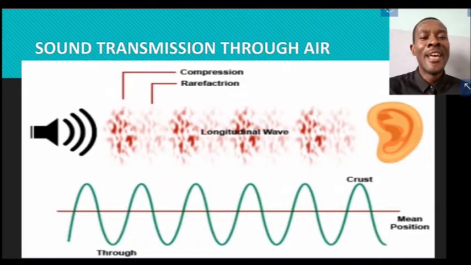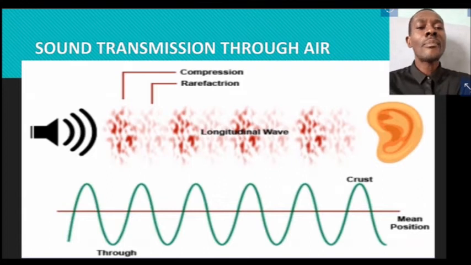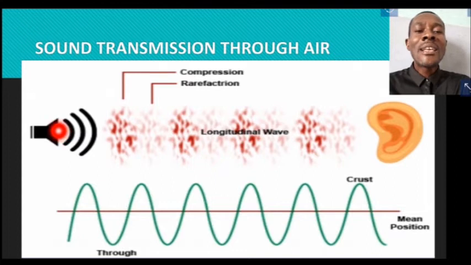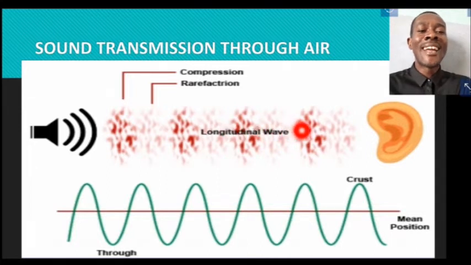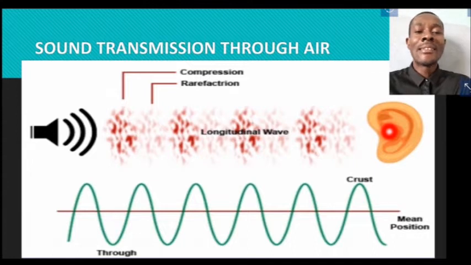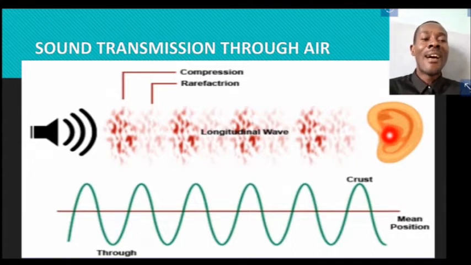Now, for that of air, based on what you're looking at on your screen, sound is produced by this speaker here. The speaker produced this sound, and through the medium of air and gases, the sound wave is carried gradually until it reaches the ear, where the ear will now detect the sound and be able to know what is coming in the sound wave. So sound can be moved through air.